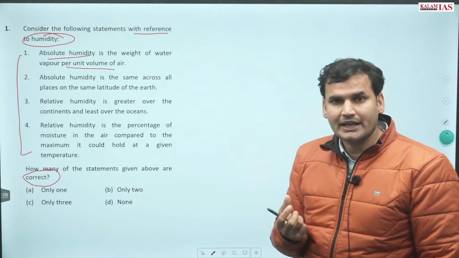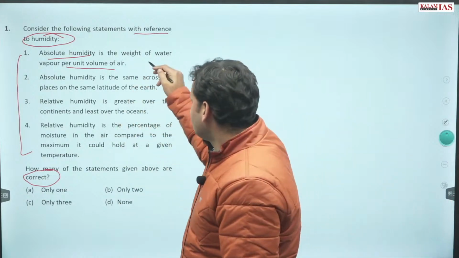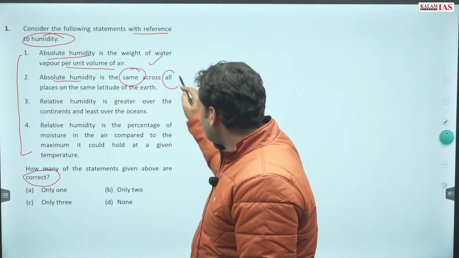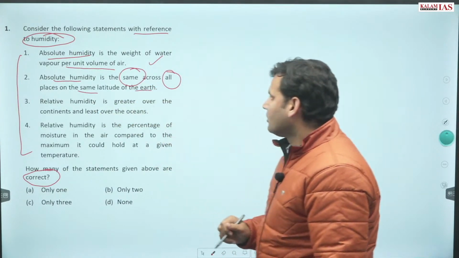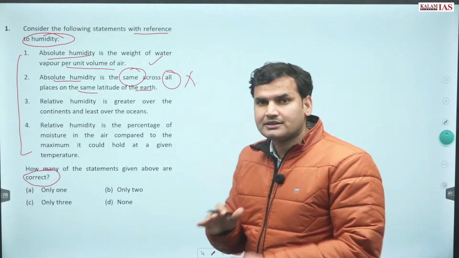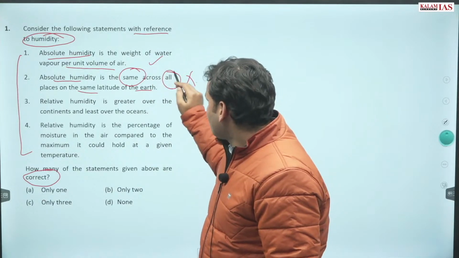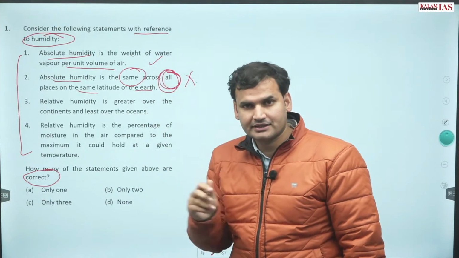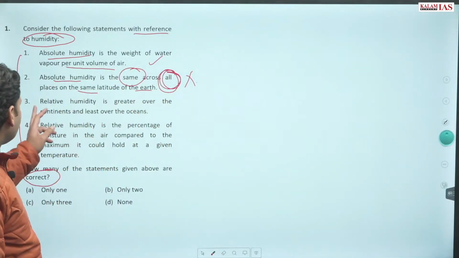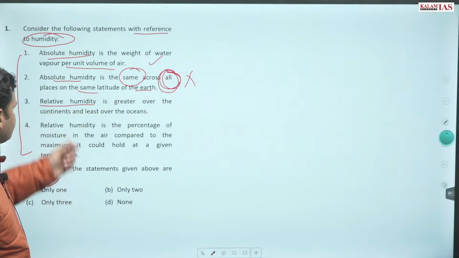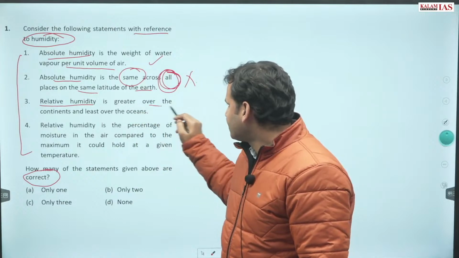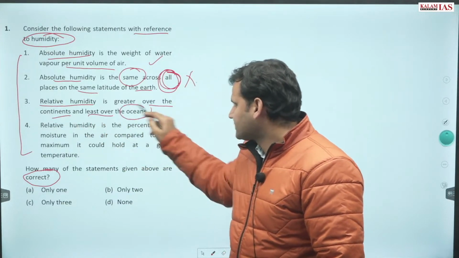Absolute humidity, actual humidity कितना present है. Yes, right? Absolute humidity is same across all the places on the same latitude on the earth. No, this is wrong. Absolute humidity, it is not the same at all the places. Extreme words hamesha you should be careful with. Statement third is with regards to relative humidity. Now relative humidity is greater over continents and least over ocean.